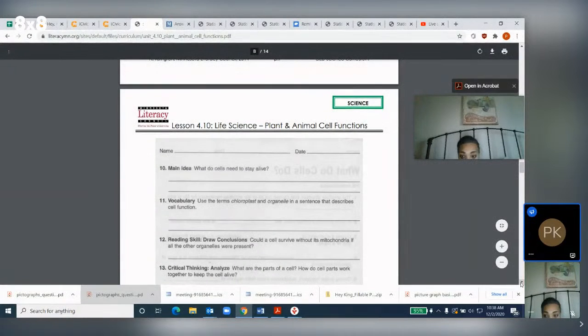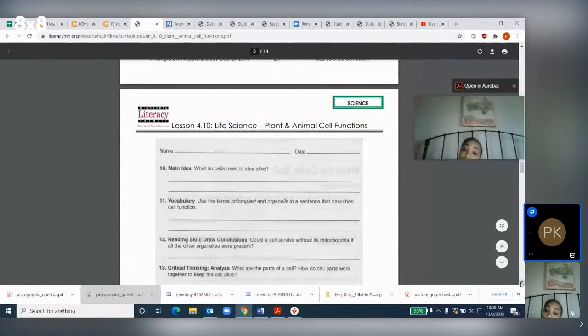Okay, so remember, the 3 parts will be the cell membrane, and that lets materials in and out and keeps the cell together. The nucleus directs all activities. That's like the engine. And the cytoplasm surrounds the nucleus and the organelles.